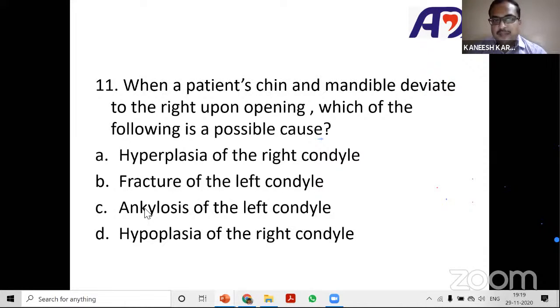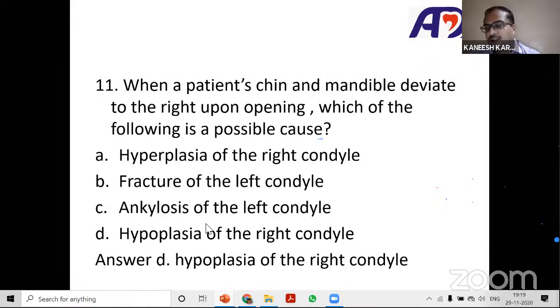So either it is hyperplasia or hypoplasia. The answer is hypoplasia. There is underdevelopment of the right condyle. If it is hyperplasia, there will be some muscle attachment and some movement. If there is a severe hypoplasia, there will be a deficiency in the muscle attachment. So it is the hypoplasia of the right condyle.